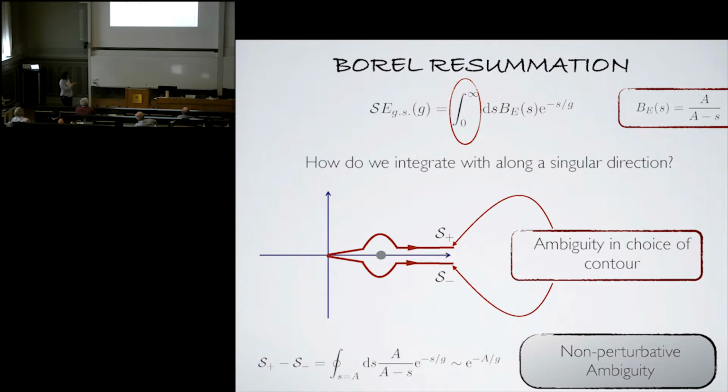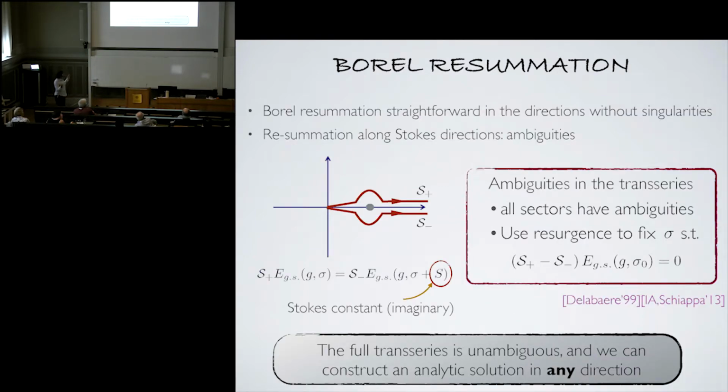The difference, if you calculate just for a pole, for example, it's very easy. It's just the residue theorem because it's just a pole. And it gives me exactly this exponential that I had to include in my trans-series. If instead of having just a pole I had a branch cut, what would happen is that I would not only get this exponential, but I would get the whole string of the one-instanton coefficients. And this is called a non-perturbative ambiguity because obviously this is exponentially suppressed. So Borel resummation is straightforward along any direction in my parameter space that does not have singularities. Along the Stokes directions, we have ambiguities.